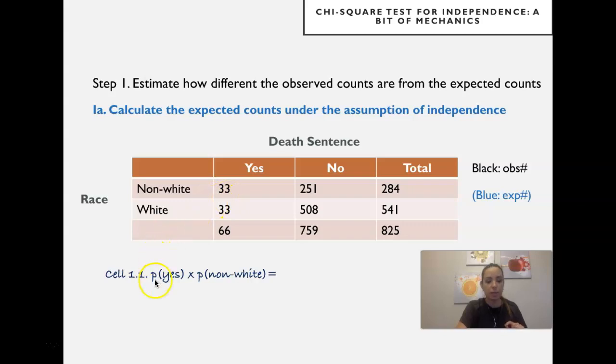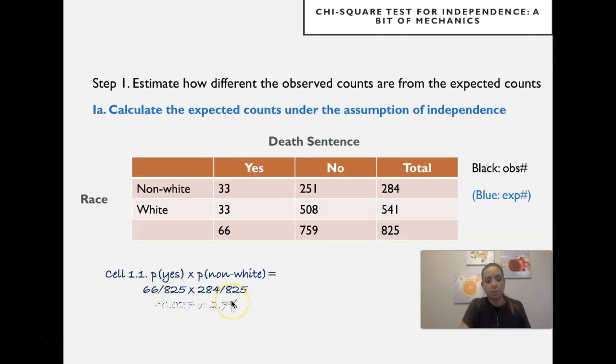The probability of getting the death sentence times the probability of being non-white, because that would be the probability of getting these two things together, non-white race and death sentence, under the assumption that race has nothing to do with death sentence. So the probability of getting the death sentence is 66 divided by the total number of cases being judged. And the probability of being non-white is the total number of non-whites over 825, which is the total of people being judged, okay?